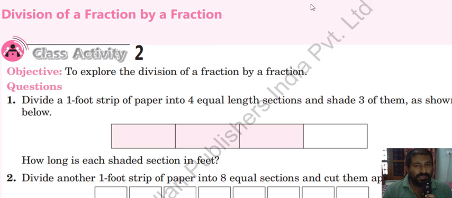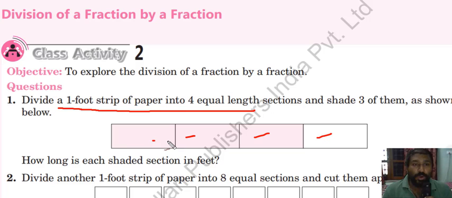So students, now let us see the class activity. Here we have to explore the division of a fraction by a fraction. What they have done first is divide the 1 foot strip of paper into 4 equal lengths. That means they are dividing it into this many parts, you can see here: first, second, third and the number 4. Now how long is each section of the foot? Definitely it comes out to be equal to 1 by 8.